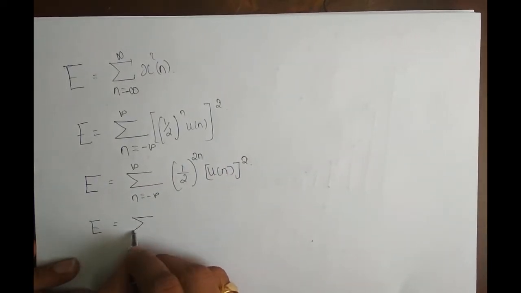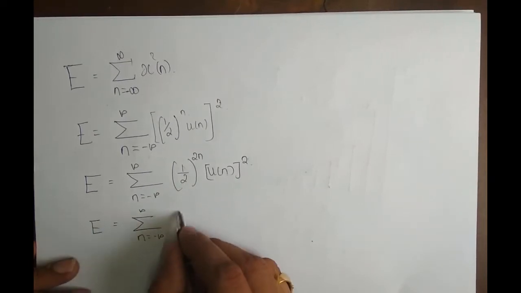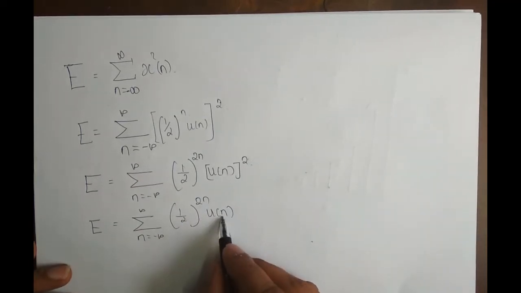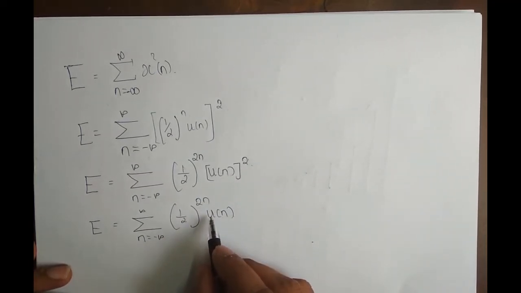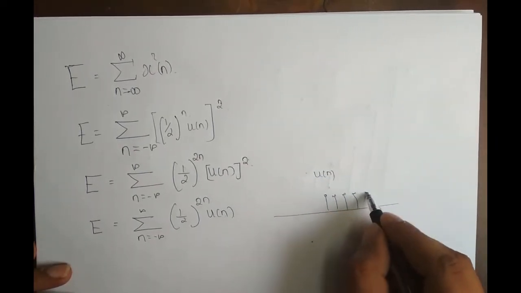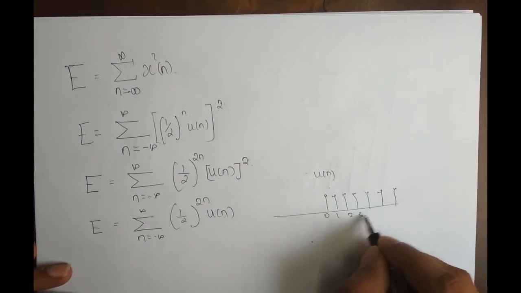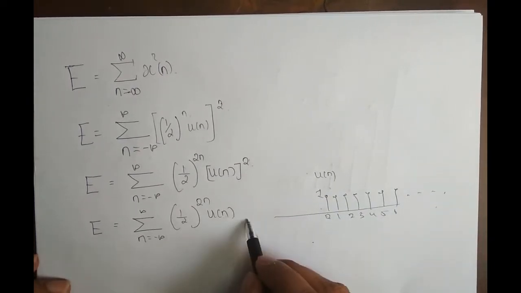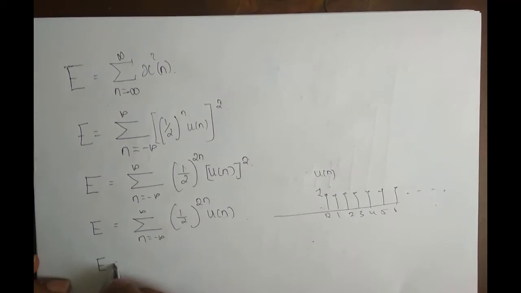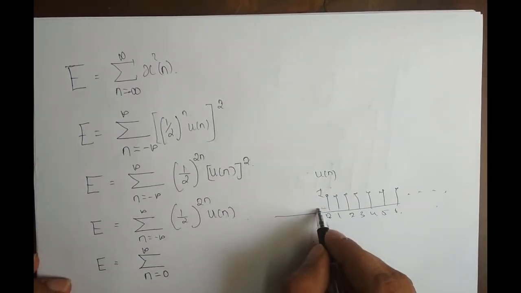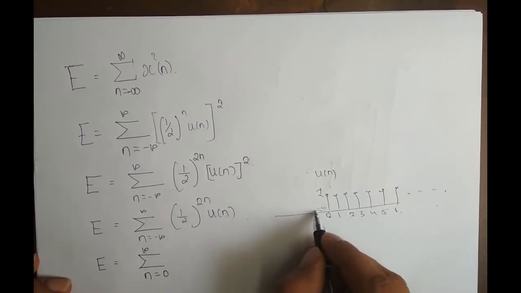So energy is equal to summation n varying from minus infinity to infinity 1 by 2 power 2n u of n, right? And u of n is defined from where to where? So u of n is defined from 0 1 2 3 4 5 6 dot dot dot. So u of n is defined from 0 to infinity, right? So what about the other values of n? It is completely 0. So I'll make this summation n varying from 0 to infinity, because it is completely 0 for negative values of n, right?